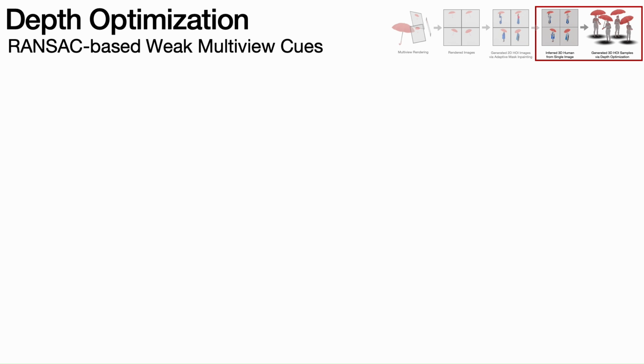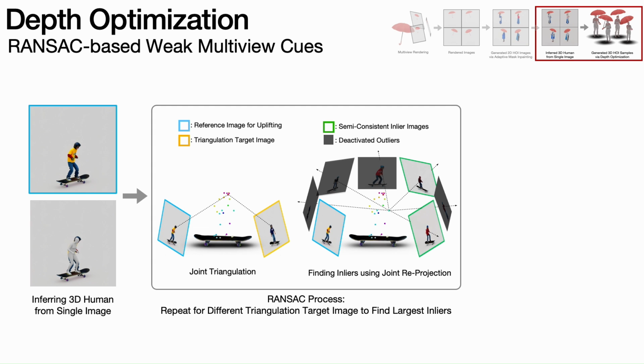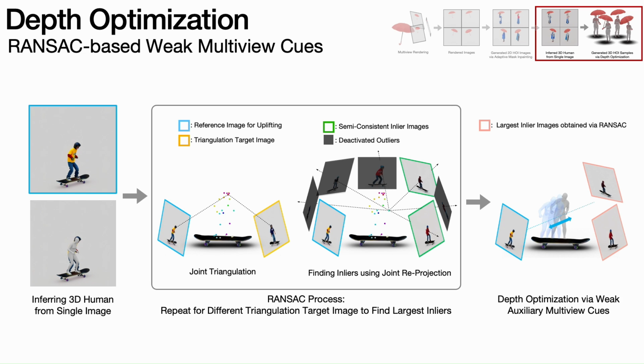To lift humans back to 3D, we apply off-the-shelf human regression models to the image, giving us a 3D human under weak perspective. To specify depth, we apply RANSAC to other viewpoint images by repeating joint triangulation to find inliers with the lowest joint reprojection error. The inlier images serve as weak multiview cues for determining human depth.